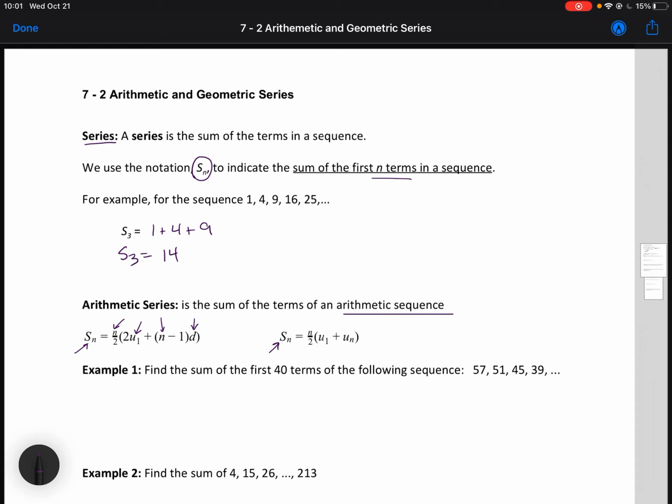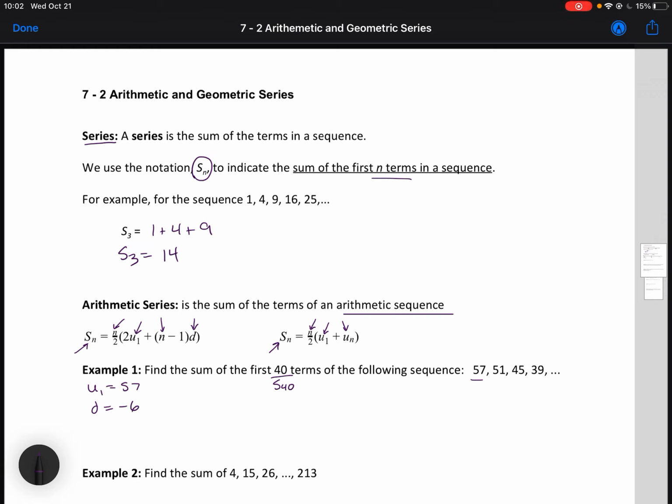Here you have the sum of the nth term is your term number divided by 2 times the first term plus the nth term. So our first example is we're going to find the sum of the first 40 terms of the following sequence. So first 40 and sum tells me that I'm looking for S subscript 40. I know that my first term in the sequence is 57. I also know that my constant difference is minus 6.